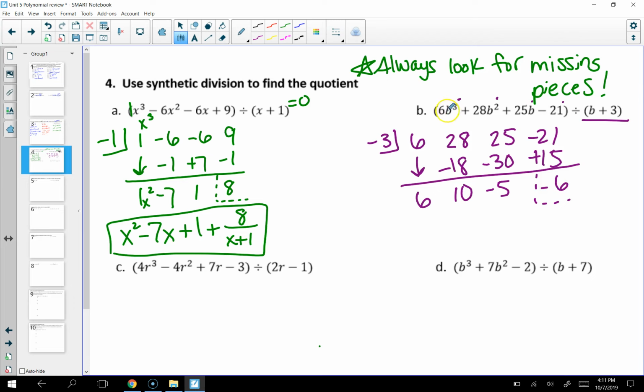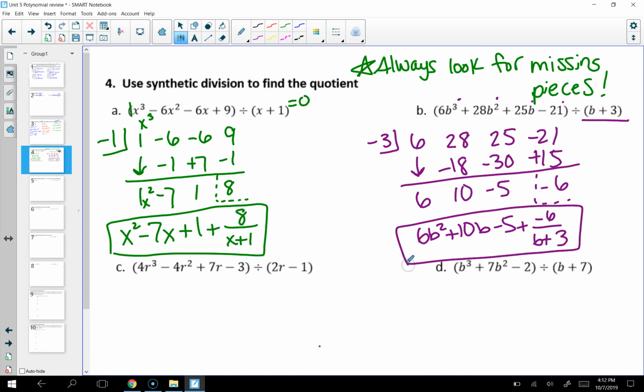So again, our degree dropped 1. So this is now a b squared. So 6b squared plus 10b minus 5b. Nope, just kidding. There's no b on the last one. There we go. 6b squared plus 10b minus 5. And then we're going to bring our remainder to the end. So add the remainder, which is going to be negative 6 over our divisor of b plus 3. Alright.